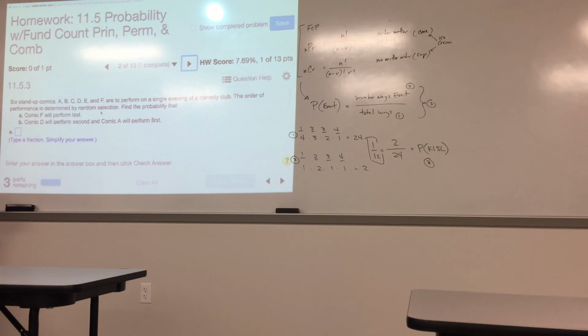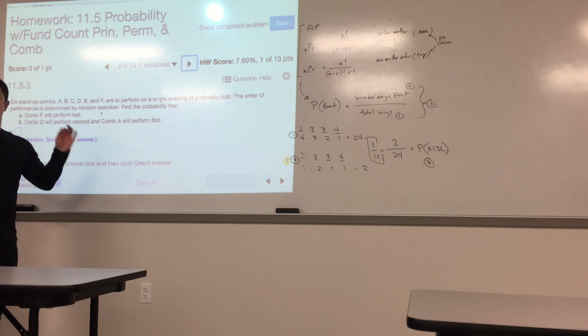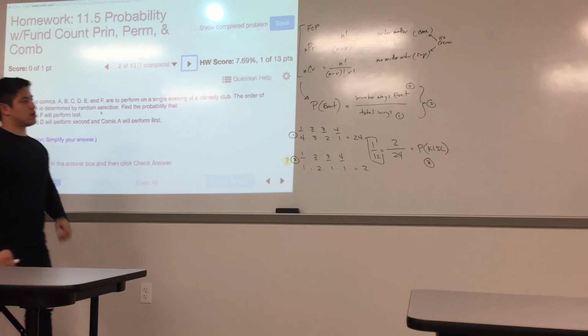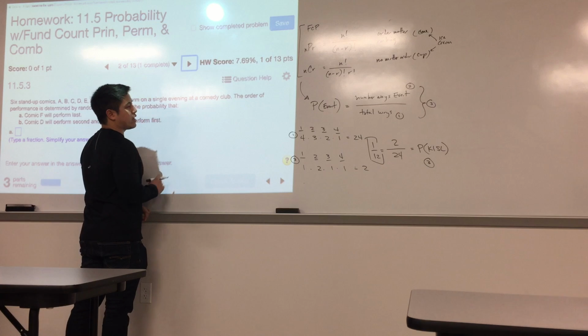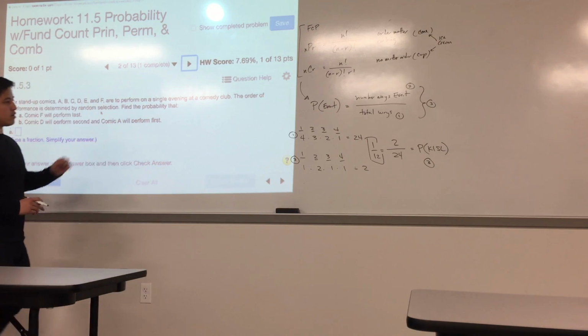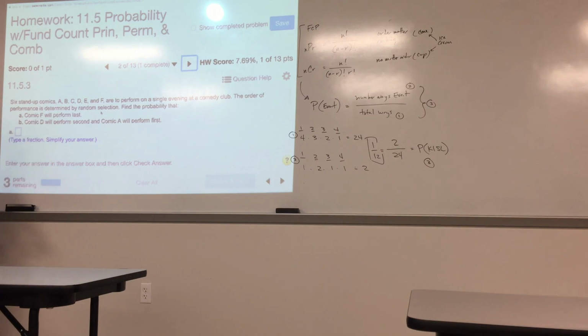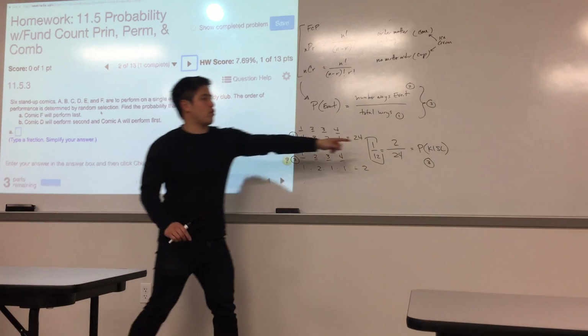All right, here we go. 6 stand-up comics, A, B, C, D, E, and F, are to perform on a single evening at a comedy club. The order of performance is determined by random selection. Find the probability that, before we even step into here, there's something we need to do first before we even get started, and that is to figure out what. We don't need to even look at any of this. We have enough information here to do what part? 1, 2, or 3?